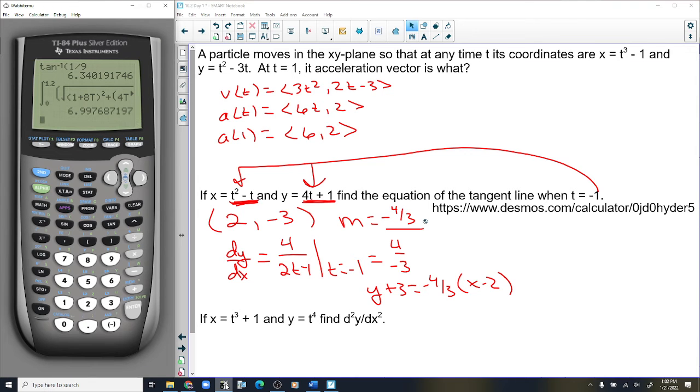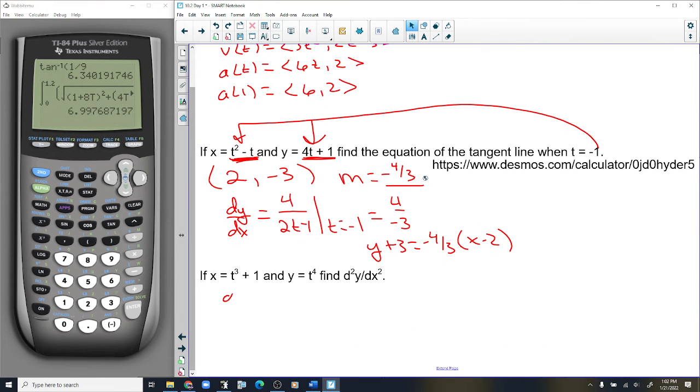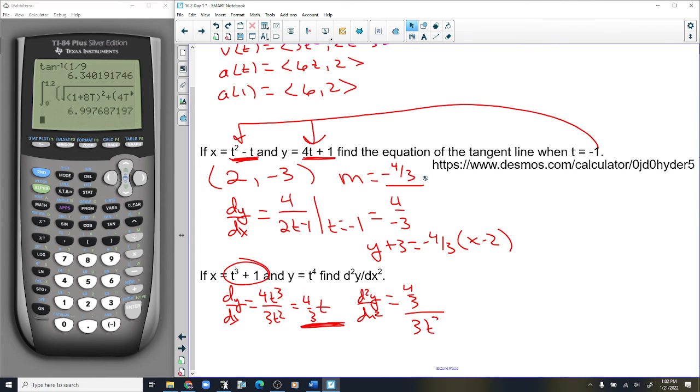Find the second derivative. So dy/dx is 4t cubed over 3t squared, which is 4 thirds t. Then the second derivative is the derivative of the first derivative, 4 thirds, but then divided by dx/dt again, 3t squared. So it ends up being 4 over 9t squared.